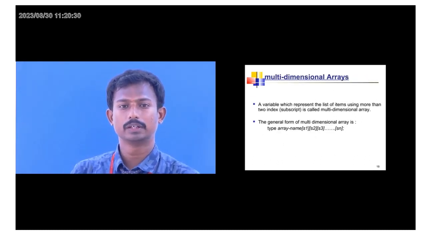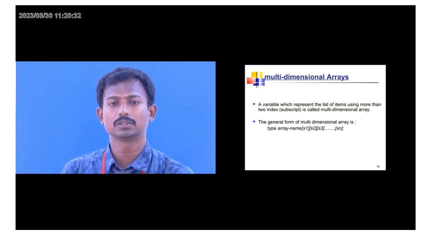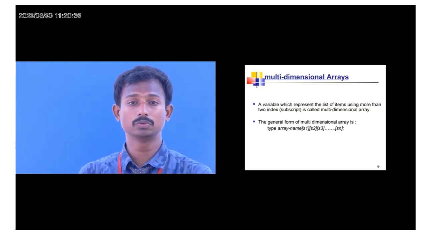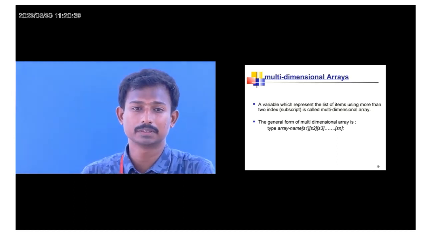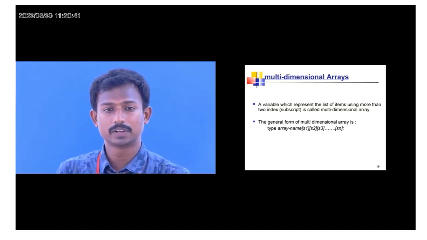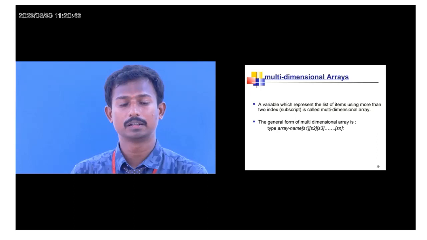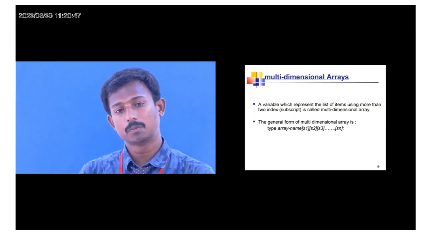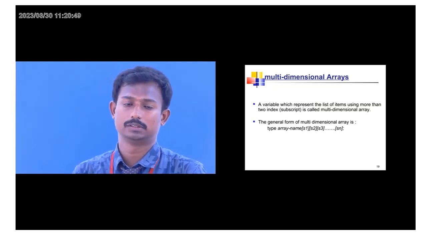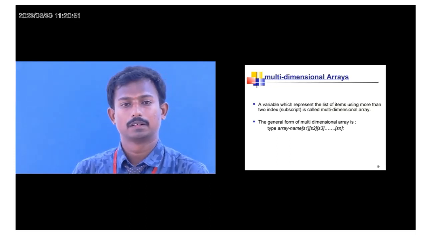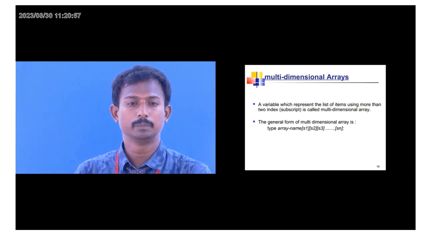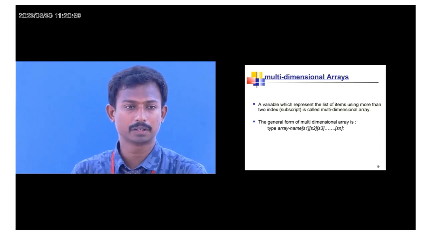So next one is the multi-dimensional array. Having more than two index values is called a multi-dimensional array. For example, the syntax for the multi-dimensional array: type, array name, and then size 1, size 2, size 3, up to size n. So we declare more than two index values in this. So this is the overall explanation about arrays. A simple concept of arrays, and a very important concept.